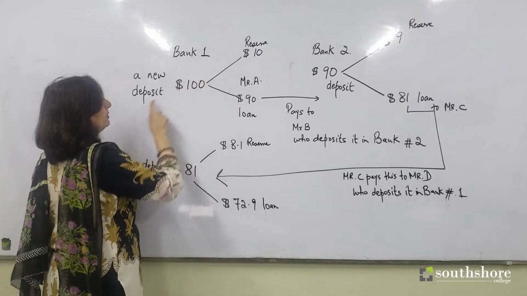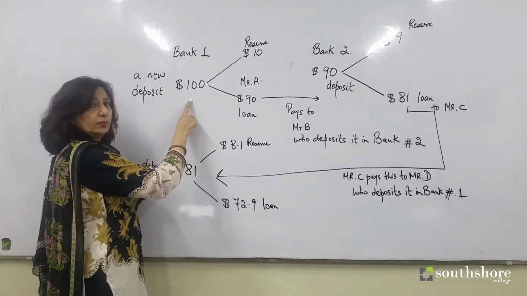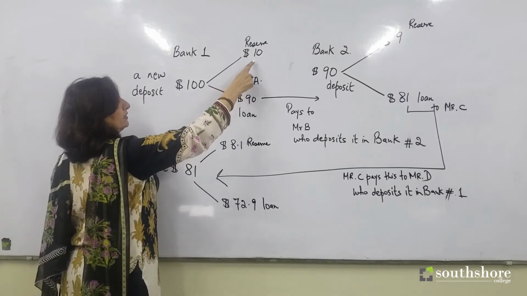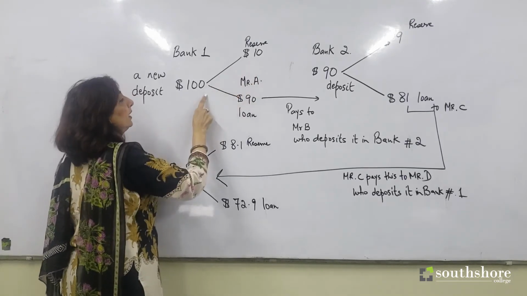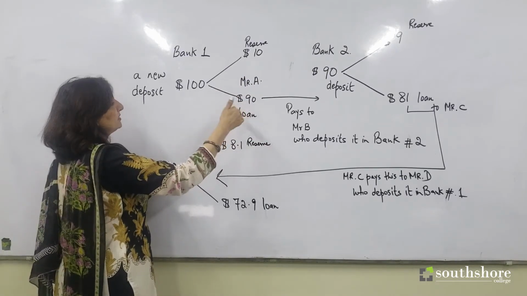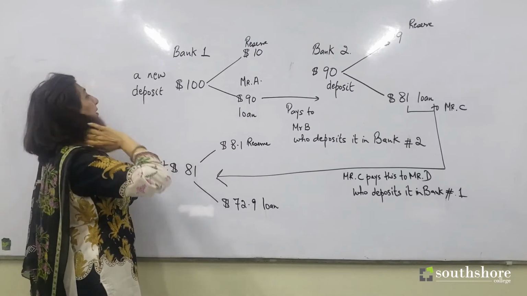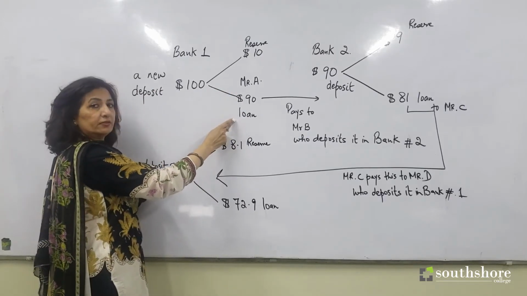So let's say in bank one somebody comes and deposits this $100. Now what will this bank do with it? It will first have to make sure that it keeps $10 in its reserve, which is the requirement of the central bank. And the remaining $90 it can give as a loan to someone. So Mr. A comes and asks for a loan and bank one gives Mr. A a loan of $90. So a loan is created of $90.